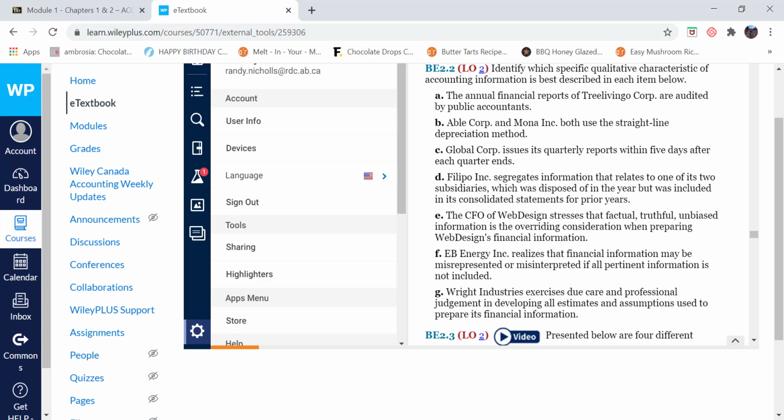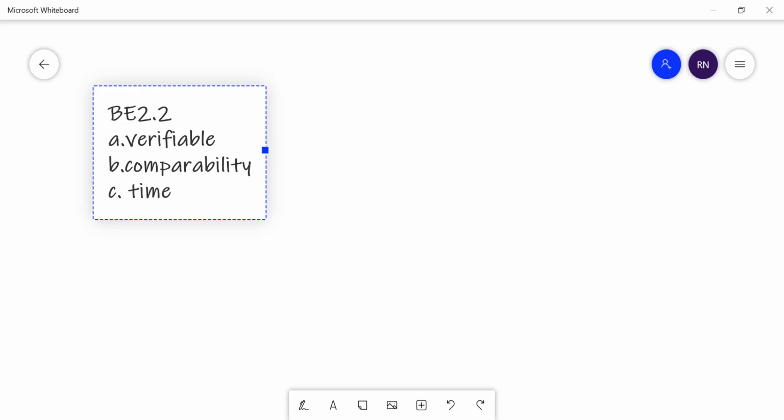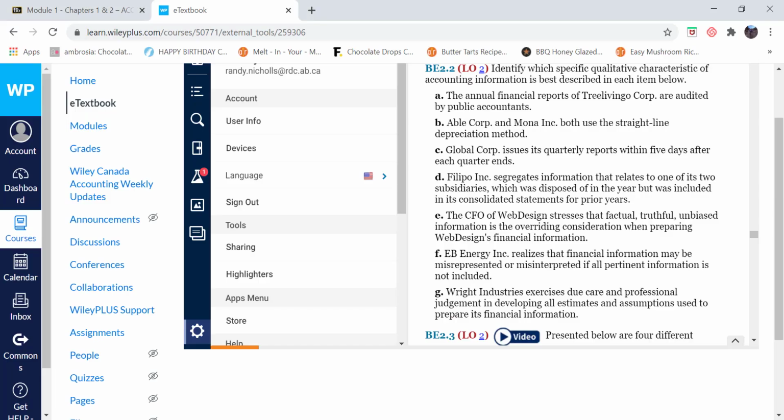C, Global Corp issues its quarterly reports within 5 days after each quarter ends. They're getting information to you quickly. That's timeliness. D, segregates information or relates to one of its... I'm going to skip D, I don't like it.